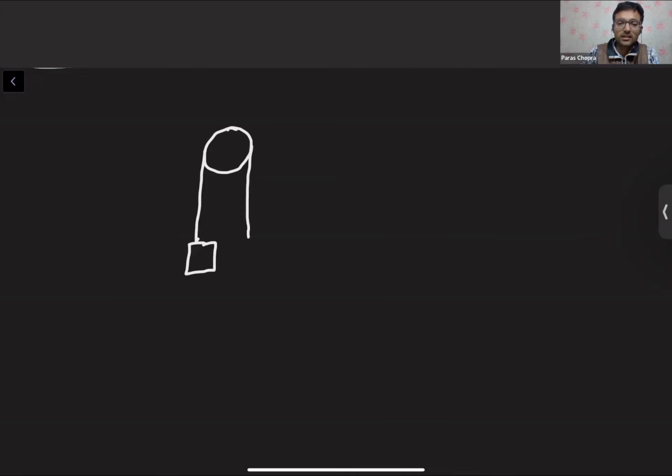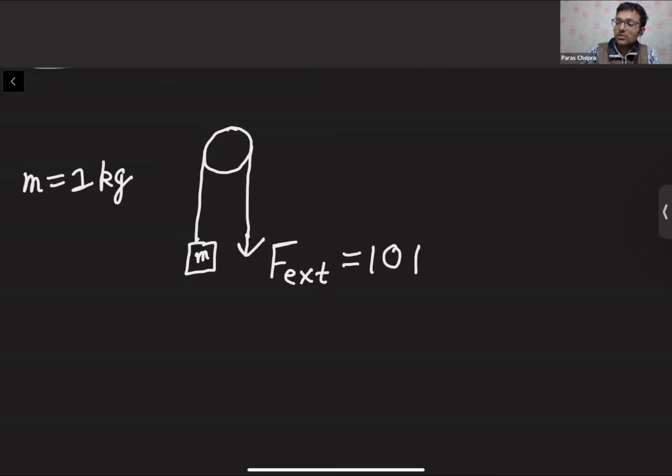Let's say this is a pulley and a block of mass small m equal to 1 kg is hanging on one edge of the pulley. Initially, the block is at rest and some person applies an external force of 10 newtons onto this other end of the pulley in the downward direction. Because of this, the block of mass m will start moving upwards.